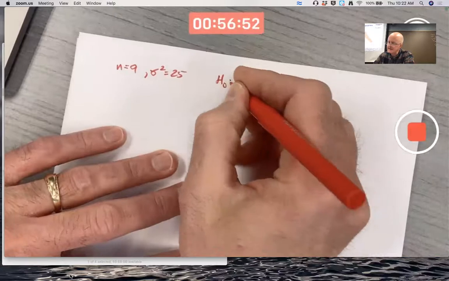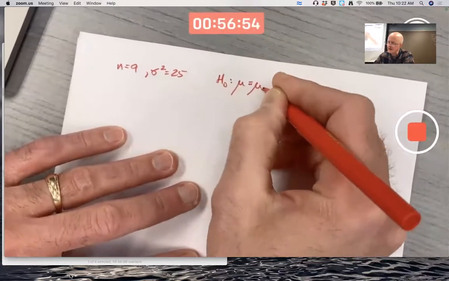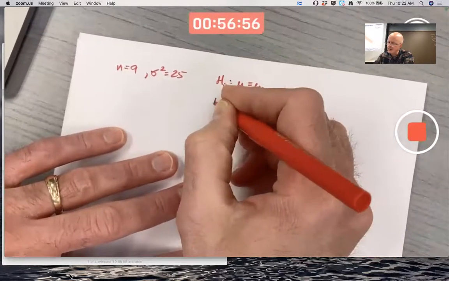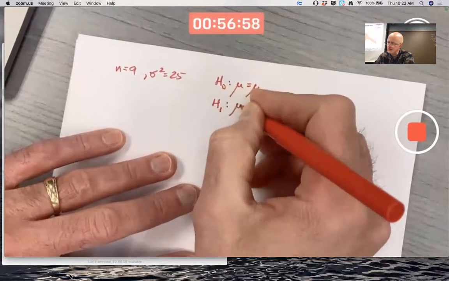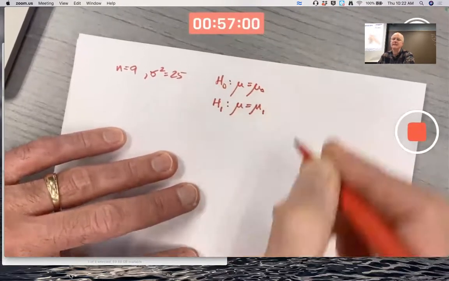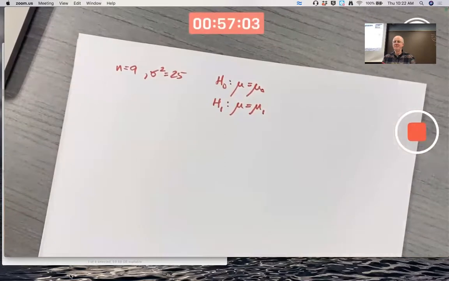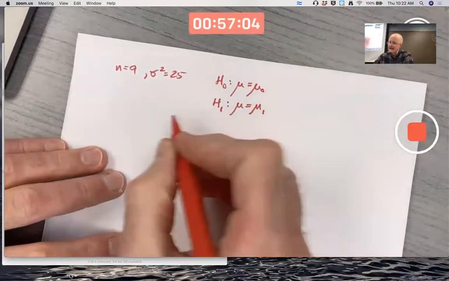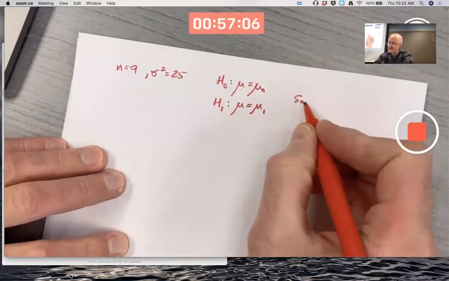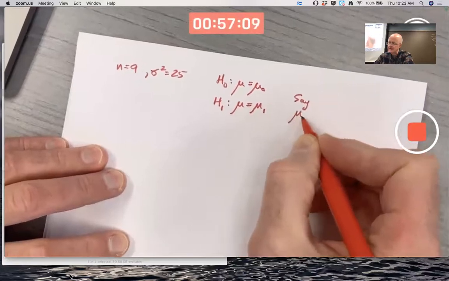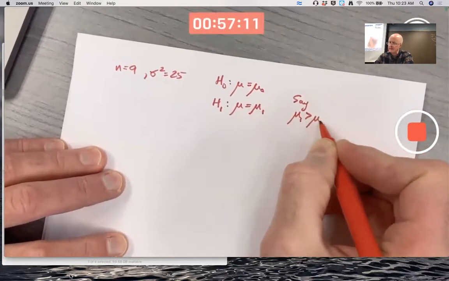Null hypothesis, mu is mu sub 0. Alternative hypothesis, mu is mu sub 1. We do want to keep these to be simple hypotheses. And let's say that's equivalent to a right-tailed test. Let's say mu1 is bigger than mu0.